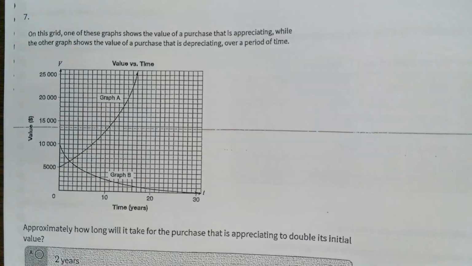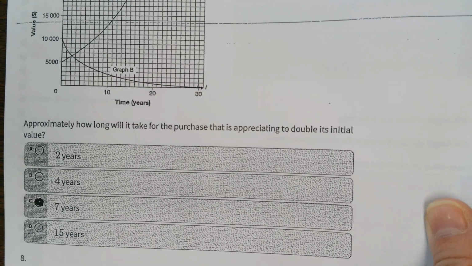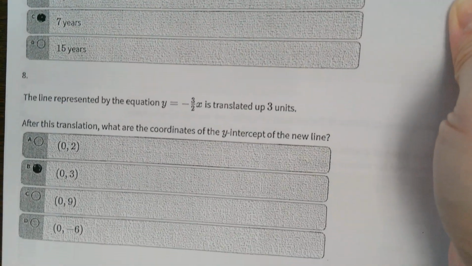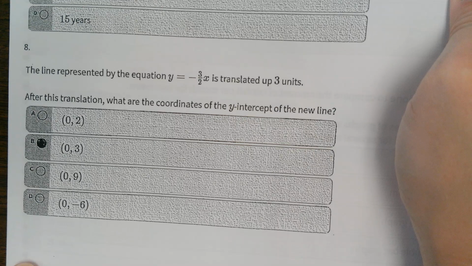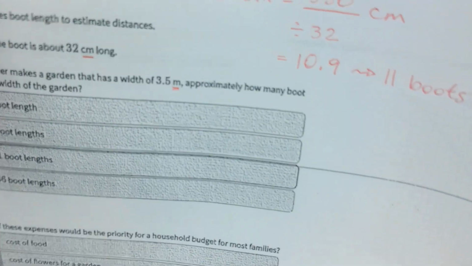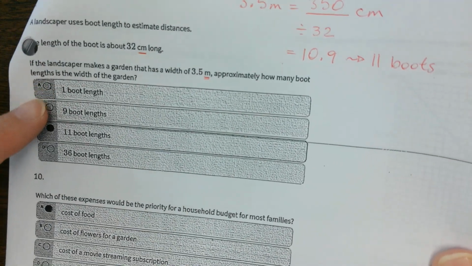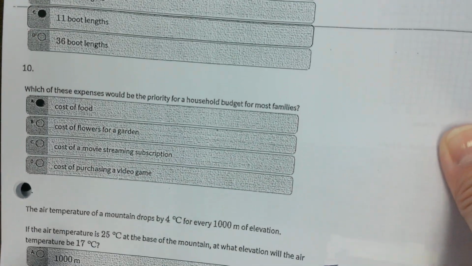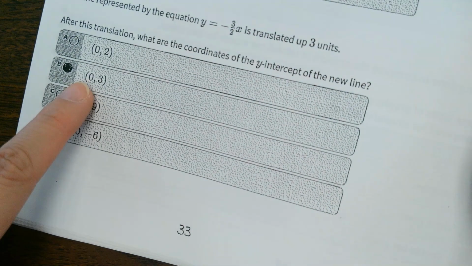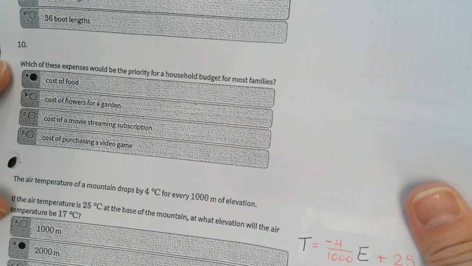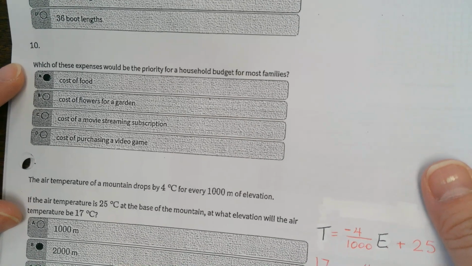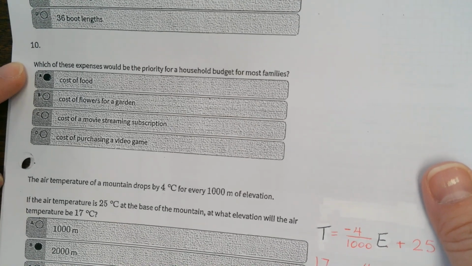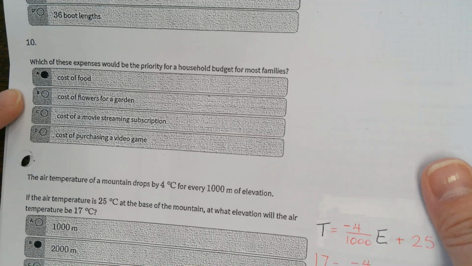Number 7, 7 years. Number 8, 03. Again, anyone that you guys got wrong, feel free to put up your hand and we can take it up. This one we just took up, 11 boot length. Number 8, what's this? Yeah. Number 10, cost of food.